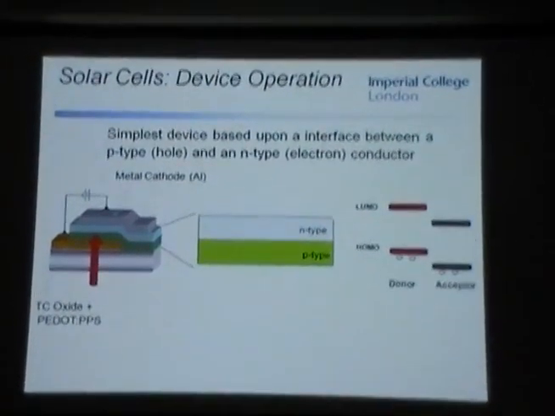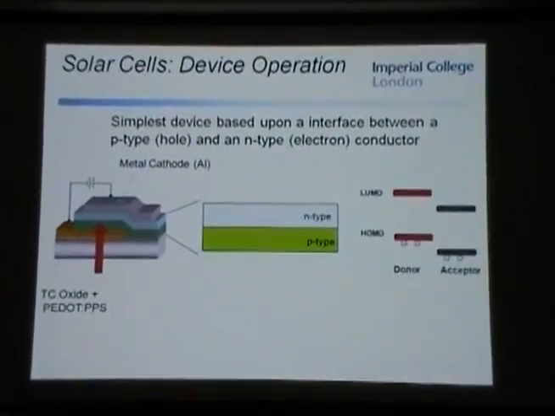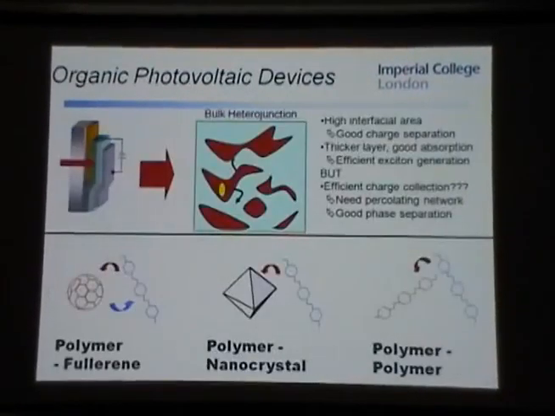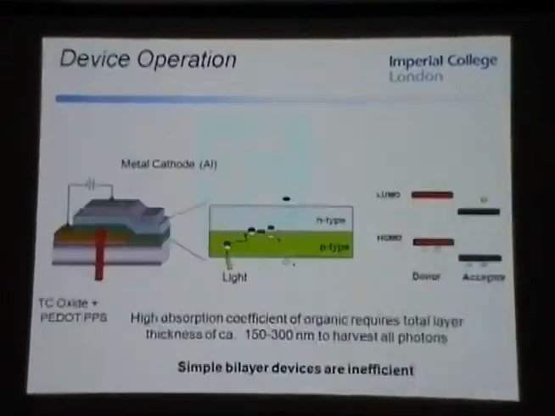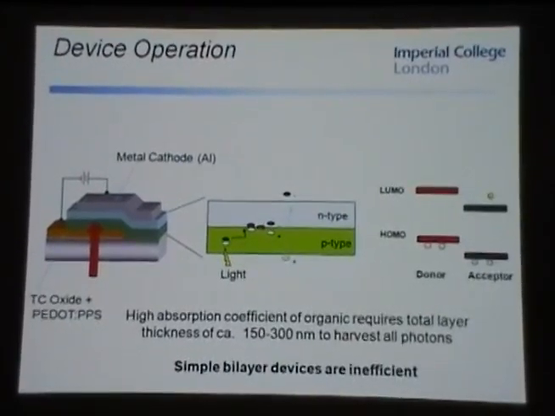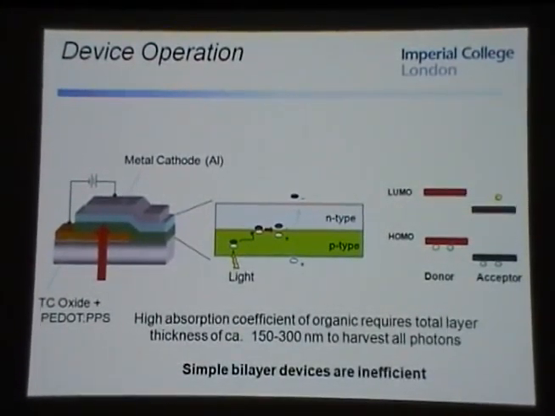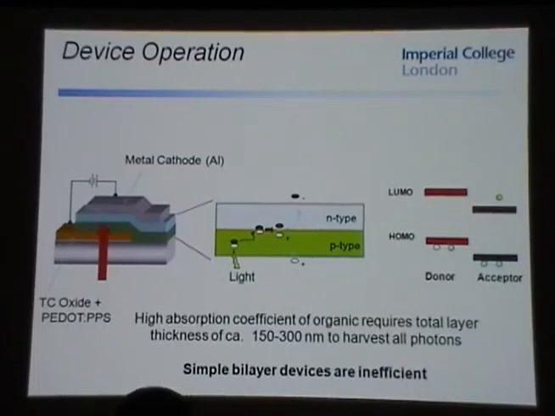I was going to quickly run through how solar cells work, but I think I can now skip this, right? Yeah? Just skip over, good. Alright, so let's think about that. The big thing, just to recap the last slide, is going from bilayer, we're limited by the efficiency because of the exciton diffusion length.